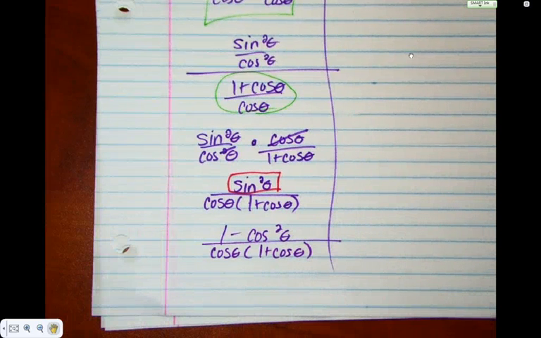So we weren't stuck yet on the left. You just need to do what I call compare. You're going to compare the two sides. What do I need to get rid of? I need to get rid of a sine squared. The only way to do that is to change it into 1 minus cos squared.